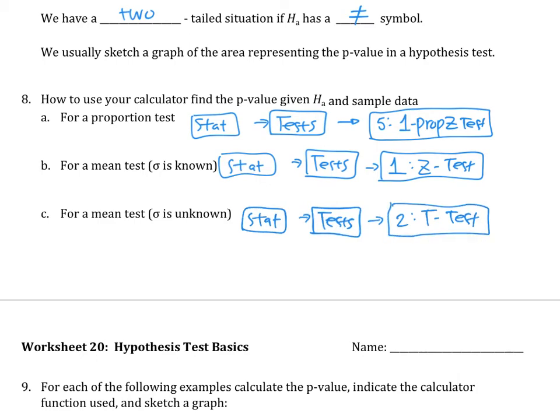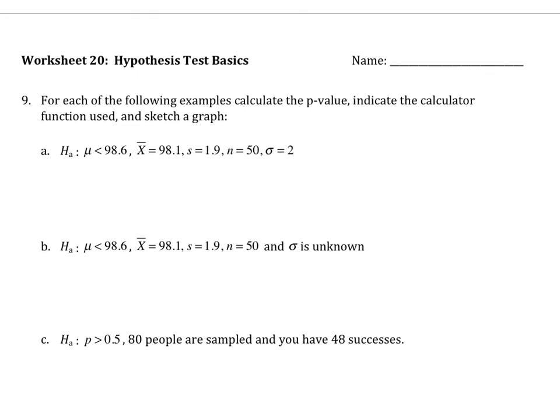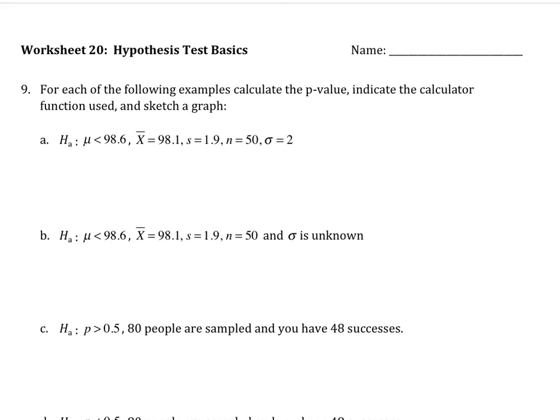All right, let's look at number 9. I'll do part A, and I'm going to have you finish the rest of it. It says, for each of the following examples, calculate the p-value, indicate the calculator function you use, and sketch the graph. Okay, fine. So let's look at the first one, part A.